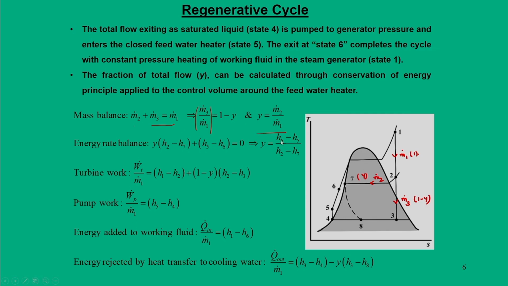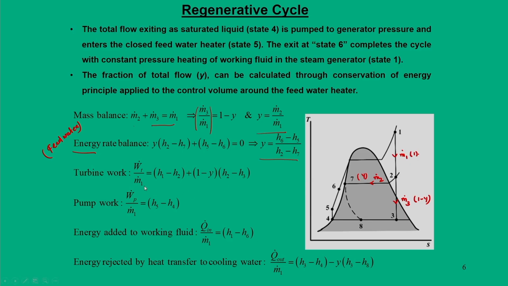Now, for this single unit of steam, we can write the energy rate balance, that is y times (H2 minus H7) plus (H5 minus H6) is equal to 0. This energy balance is done at the feed water heater. So, for the feed water we write this energy balance by these equations. So, thereby we can get the actual fraction of the steam which is extracted.